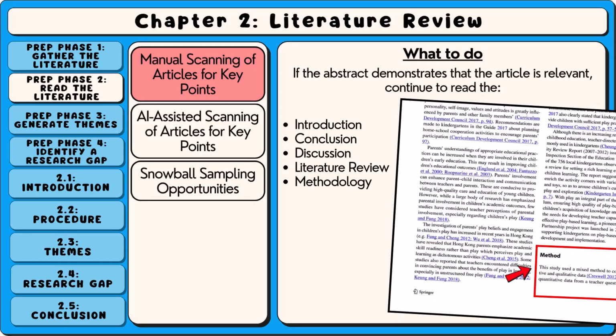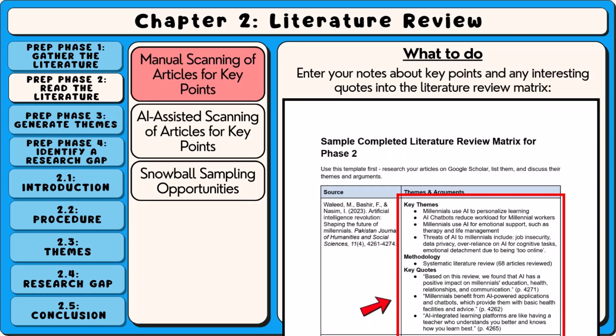And finally, you can look over the methodology section. If you take notes on the methodology for every article in your literature review, you may start to identify the main methodologies used across the literature and whether other methodologies are not yet used, which may end up informing your research gap. At this stage, we're trying to take as many notes as possible.